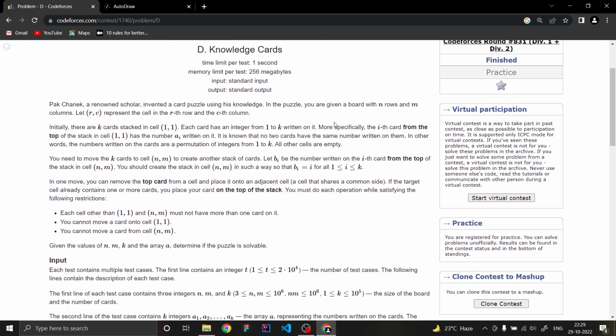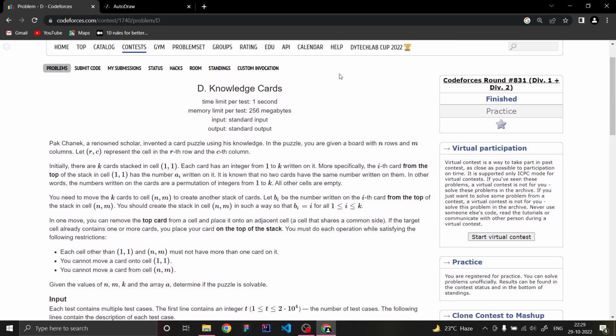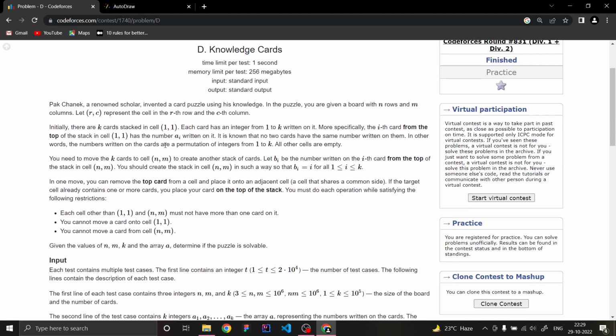Hello everyone. In this video, we are going to discuss problem D of today's Codeforces Round 831. The problem says we are given a grid of dimensions R cross C, of dimensions N cross M, and in this grid, let's say R, C represents the cell in the rth row and cth column, and in the cell (1, 1), we are given a stack of k cards.